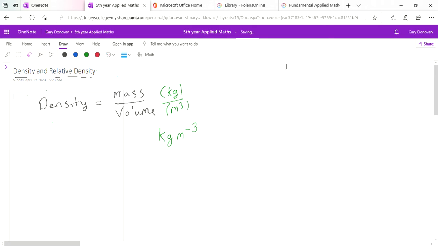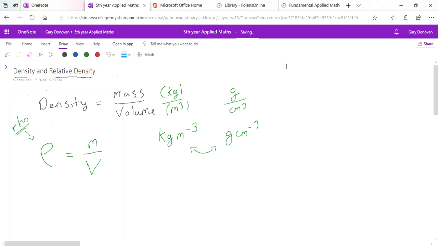Now density as well can be measured in grams per centimeters cubed, but in the last video we talked about SI units, so you might have to be able to convert between here and here in some questions. The symbol for density is a Greek letter, kind of like a stretched D, and it's rho. That's how you pronounce it, rho. So we write density as rho equals m, a small m, over a capital V, because mass is a small m, but volume is a capital V.